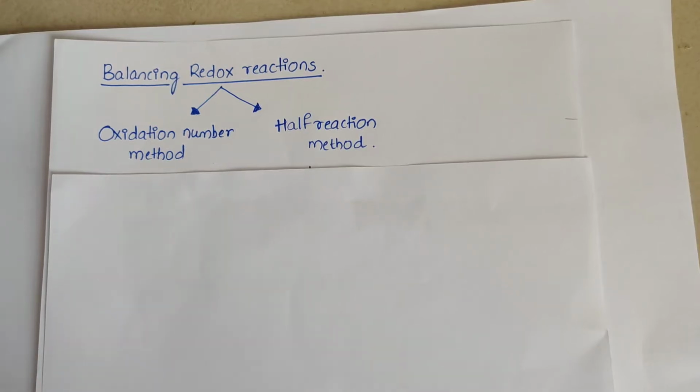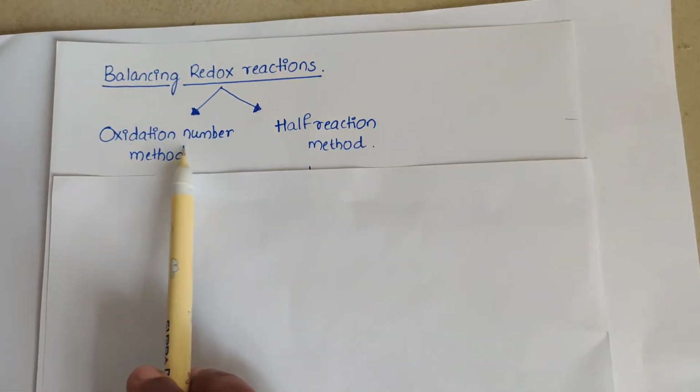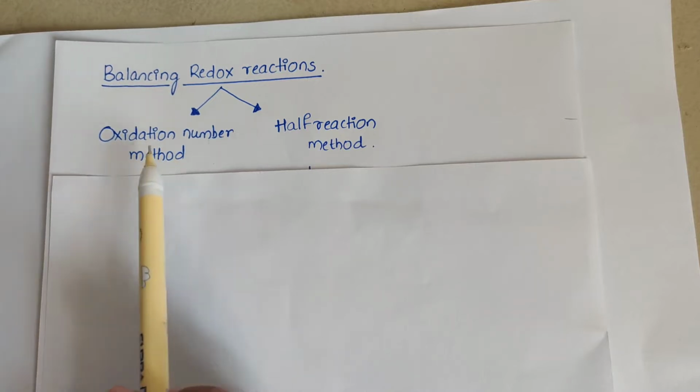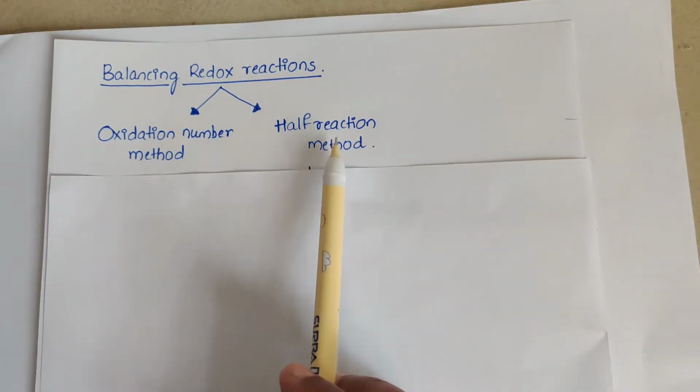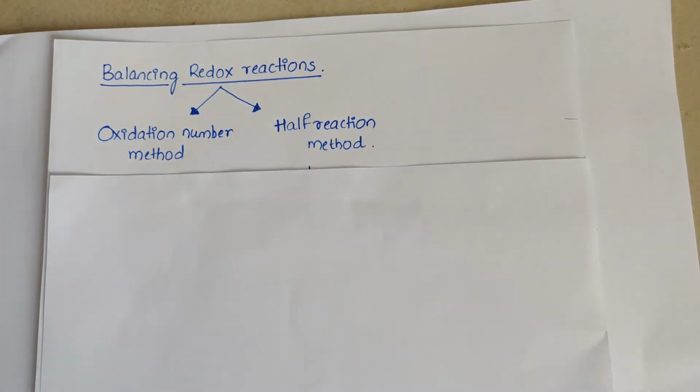Hello dear students, in today's class let us discuss balancing of redox reactions. Redox reactions are those reactions in which oxidation and reduction occur simultaneously. In order to balance a redox reaction you have two methods. The first method is the oxidation number method, and the second method is the half reaction method.